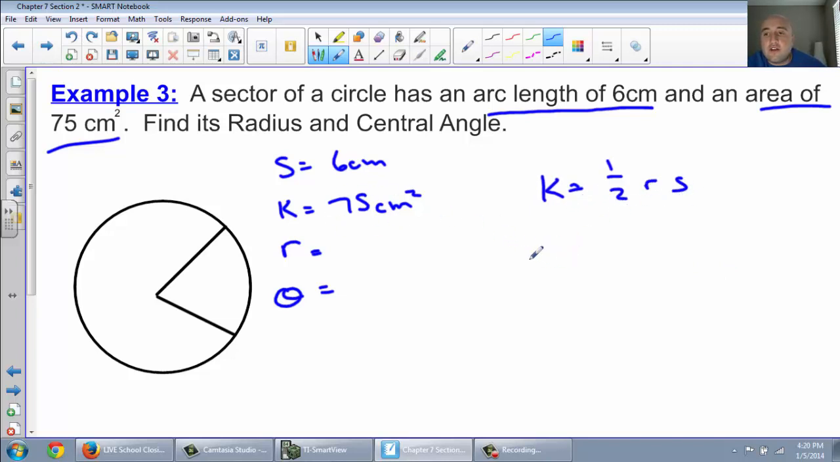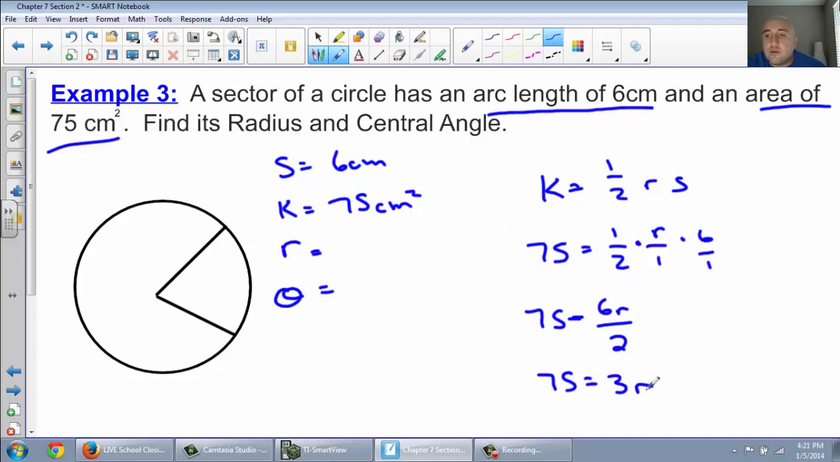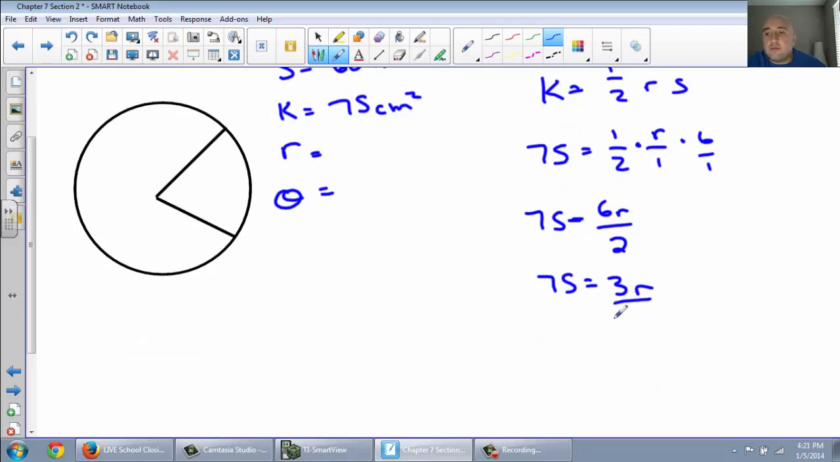Let's fill in what we know. We know K is 75. 1/2 times radius we do not know over 1, times S, which is 6 over 1. All right, so let's see what the right-hand side is equal to. 75 equals, on top we have 6R, on the bottom we have 2 times 1 times 1. So really we have 75 equals 3R because 6 divided by 2 is 3. Okay, so what's my R? Divide both sides by 3. R is equal to 25.